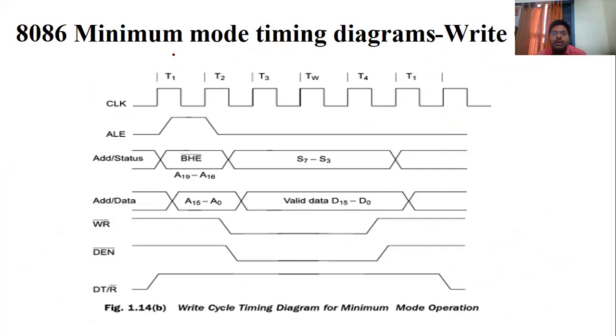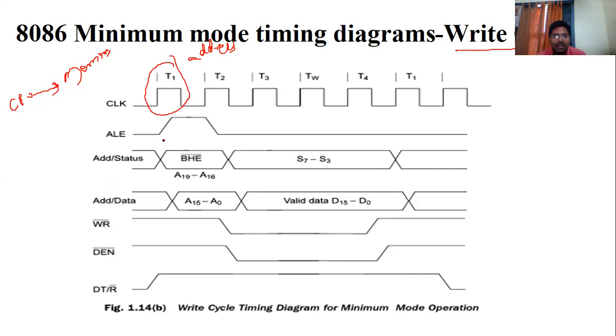The minimum mode operation of the write cycle is also very similar to this one. At the T1 clock period, this is the address. What is the write operation? The CPU sends information to the memory. Send the information from the CPU to the memory.